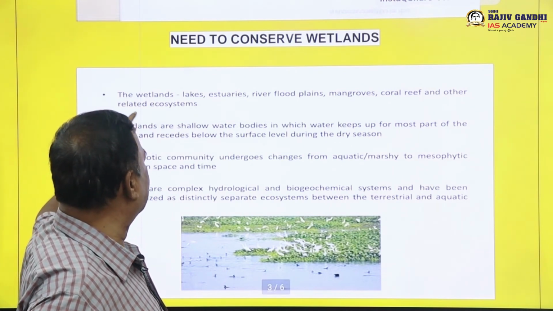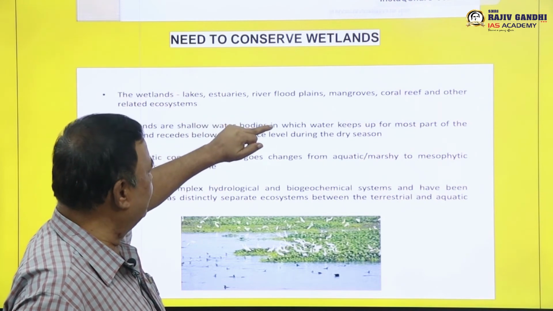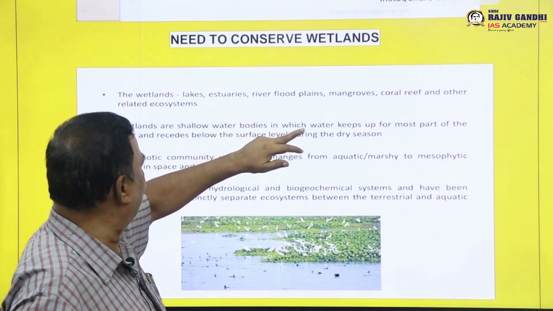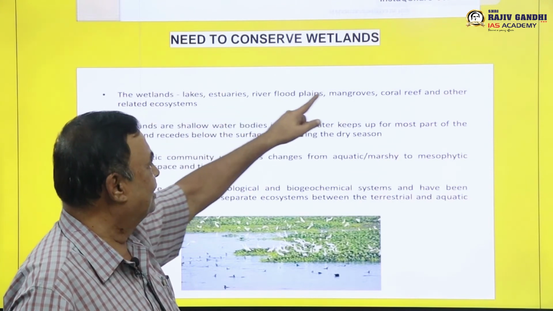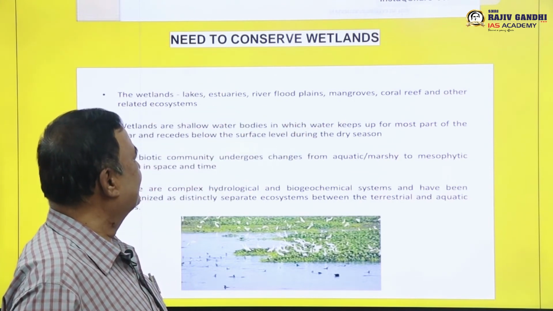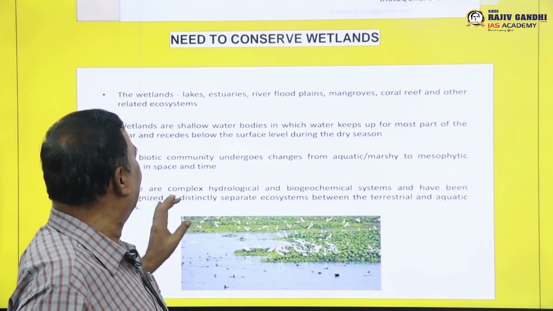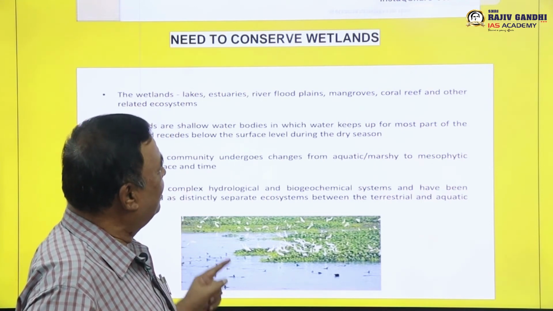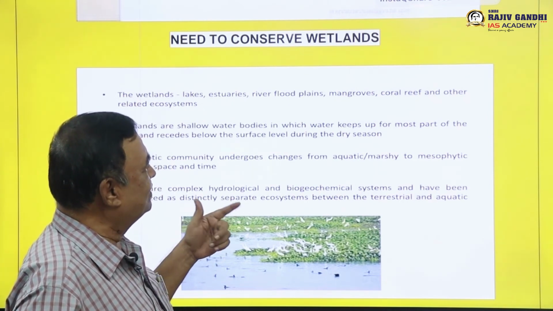Need to conserve wetlands. The wetlands, lakes, estuary, river floodplains, mangroves, coral reef, and other related ecosystems, the entire species commonly called wetlands. One is related to the other. If you disturb any one of those things, other things will get disturbed.